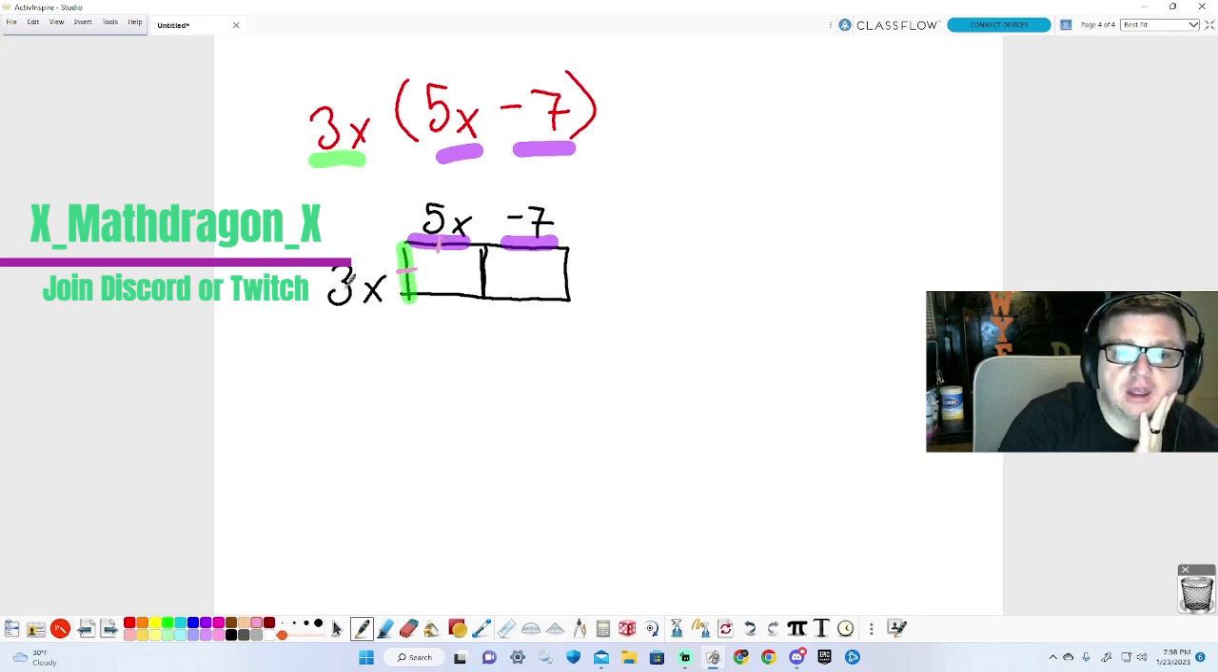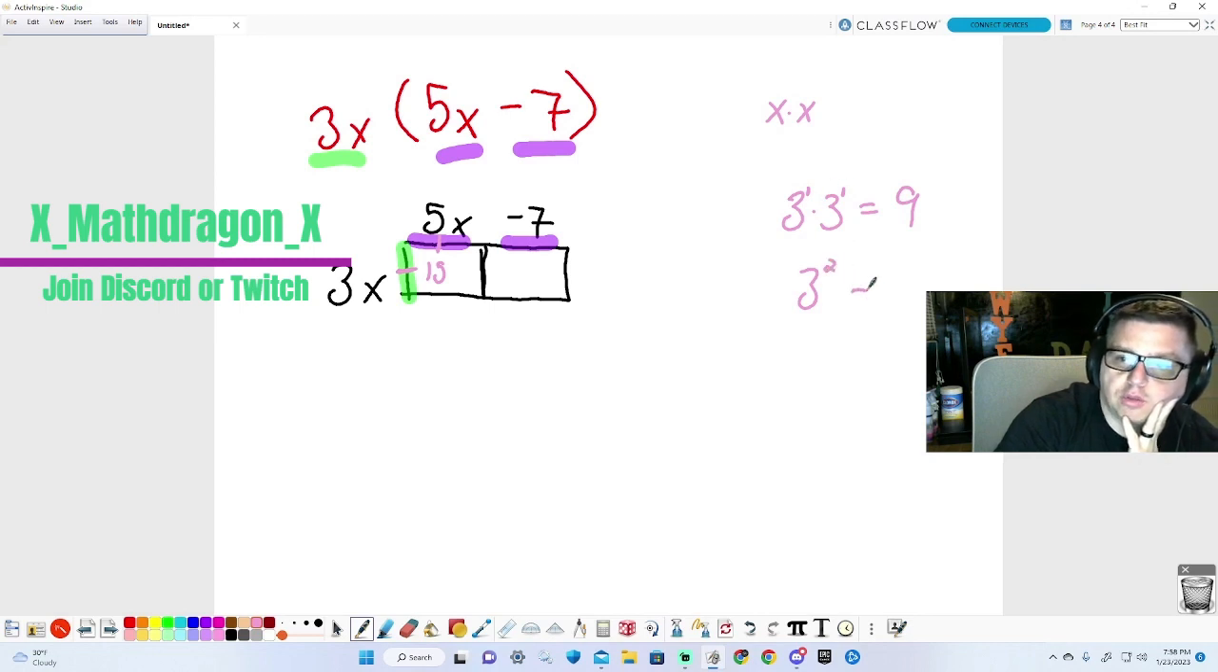So 3 times 5 is 15. And we have an x times an x. And if we think about this in terms of numbers, 3 times 3, everyone's going to tell me is 9. But we also start to think about exponents. 3 to the first power and 3 to the first power. If we add those exponents together, we get 3 squared, because 3 times 3 is 9. The exponent tells you how many of the big number you have. And if I put 3 squared into a calculator, I would get 9 out.